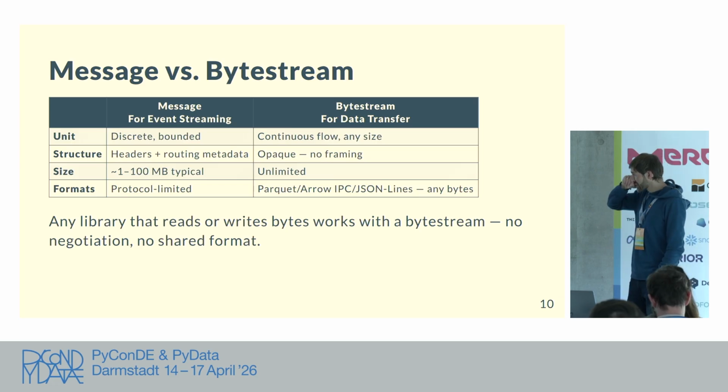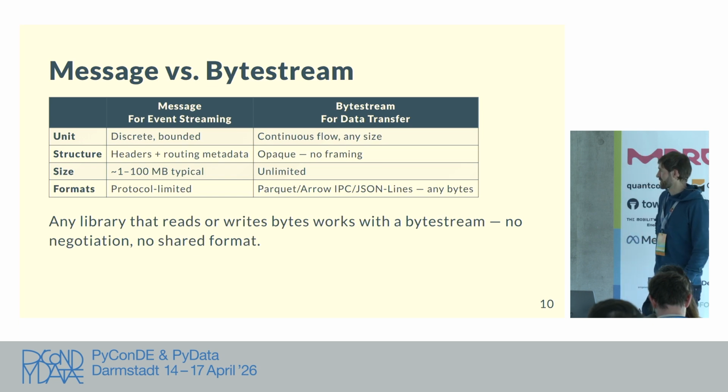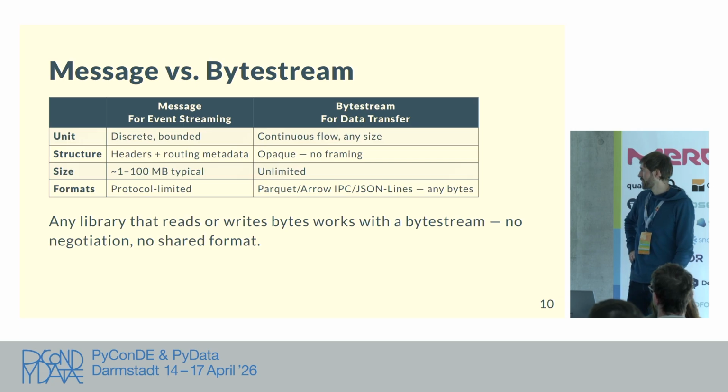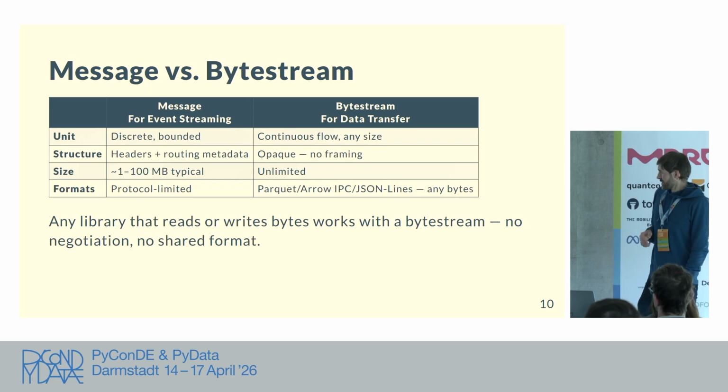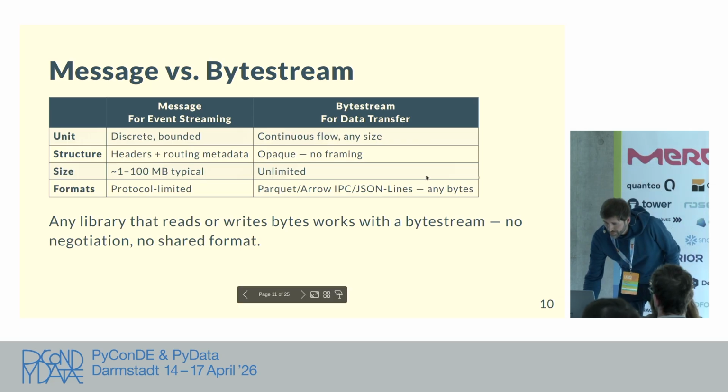Whereas the byte stream is what we saw with a pipe, it's basically anything. It's opaque. It can be a file, it can be an endless stream, it can carry Parquet, Arrow formats, JSON lines, you name it. So how does that work on the HTTP level then?